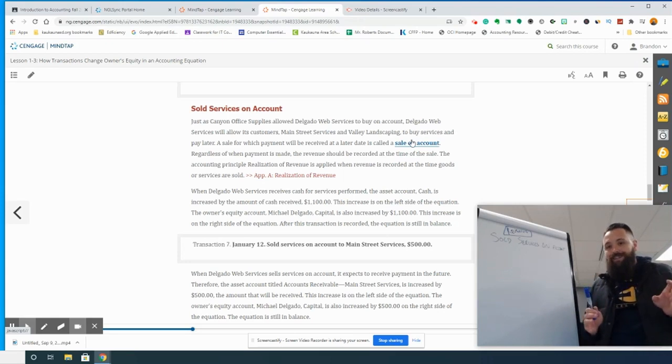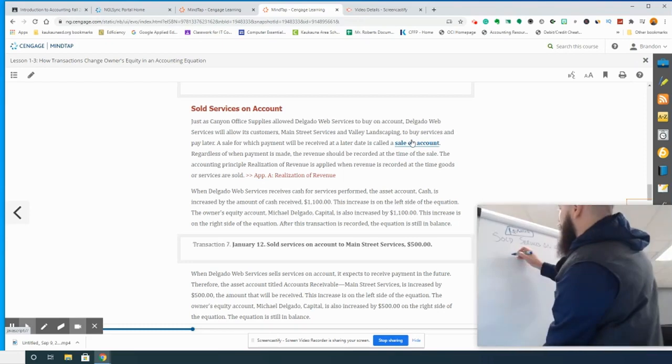When we sell services on account, we hear that on account. And previously, when we think of on account, we immediately think of a liability, right? That's what we've looked at because we've bought supplies on account. Well, here, what's occurring is we are actually selling something to somebody else on account. So we're providing a service and they're saying, yes, we want to buy that service, but we will pay you back later. So now we're creating a whole new account called accounts receivable. So let's write that down, okay?